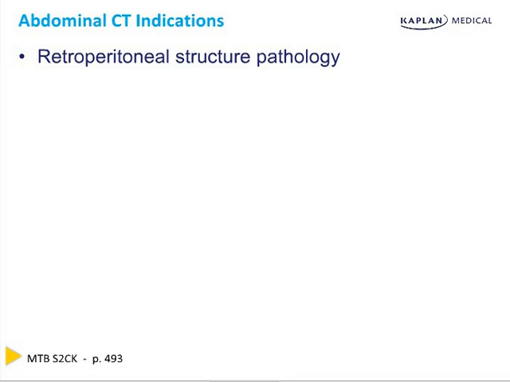CT scans are the test of choice for looking at certain retroperitoneal structures, so if a patient presents with mid-epigastric pain that radiates to the back, consistent with pancreatitis, a CT scan is the diagnostic test of choice. Furthermore, CT can be useful in detecting adrenal tumors, although with a pheochromocytoma, your first diagnostic step should be a urine screen for VMA and metanephrine.